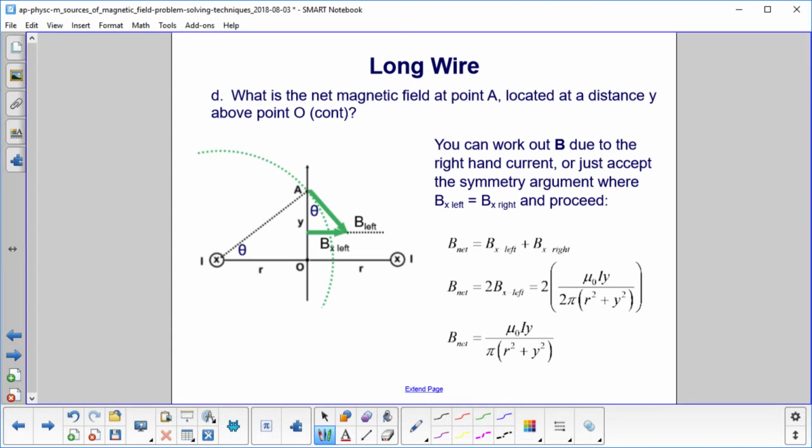You can work out B due to the right-hand current, and frankly I'd like you to give that a shot. Try doing the same geometry we did here for this guy, okay? Or, for now, we'll accept the symmetry argument where Bx left equals Bx right. So our net magnetic field, which is what we're looking for, is equal to both of them. You just multiply 2 times what we found on the previous slide, and you get this for our net magnetic field at point A due to both of these wires.